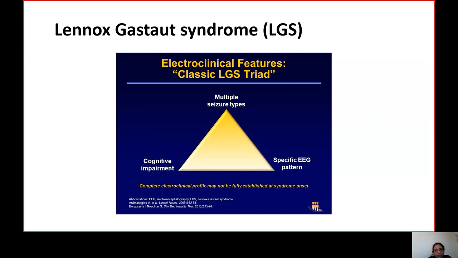A word about Lennox-Gastaut syndrome: there's a classic triad, which is cognitive impairment, multiple seizure types, and a specific EEG pattern. The seizures could be generalized, focal, myoclonic, or atypical absences. There could be many seizure types, and head drops or drop attacks. So if you have this triad in a patient, you have to consider Lennox-Gastaut syndrome.